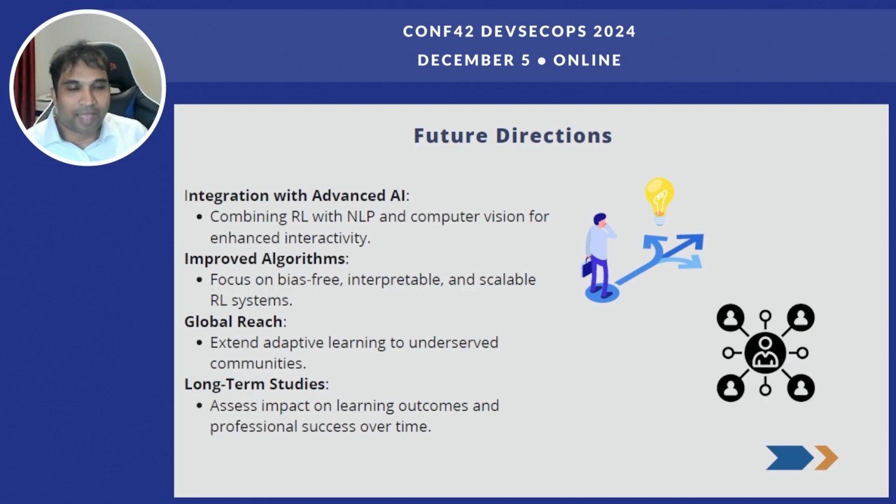Improved algorithms. We have to evolve and keep on evolving from where we are to a future state. So whatever algorithms we have, we have to improve on top of them. This focuses on a bias-free, interpretable, and scalable RL system, right? With the focus on these areas. Global reach. The bigger the reach, the better the systems become, right? Now, extend adaptive learning to underserved communities. Basically, these are the communities that hardly get access to the newest technologies. So again, calling this out upfront can help provide a better future direction for this RL-based system.